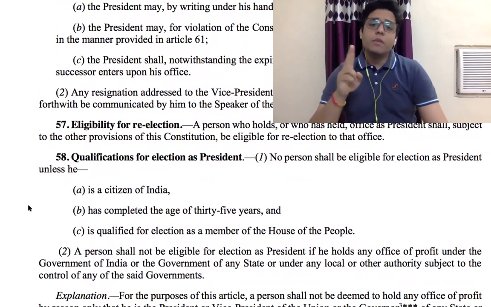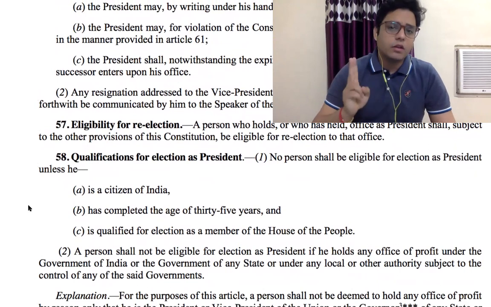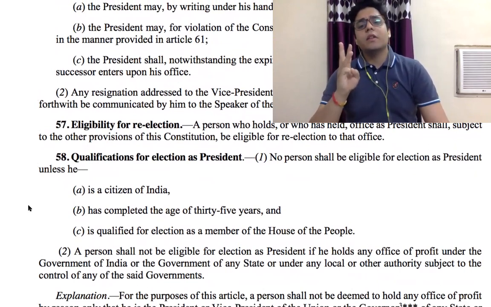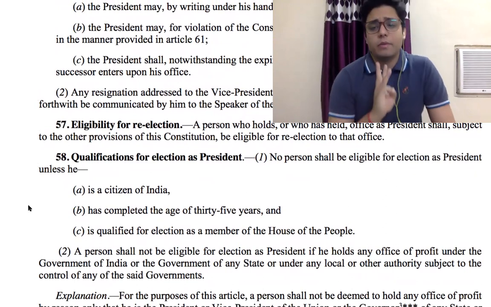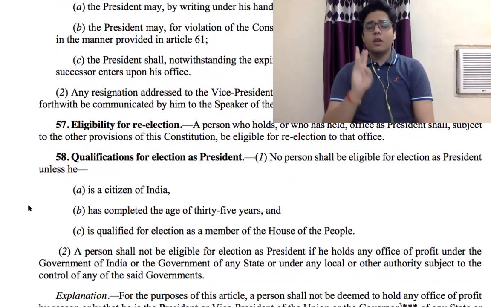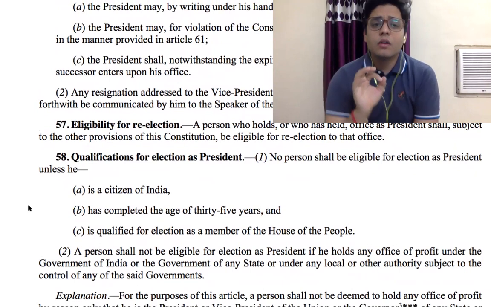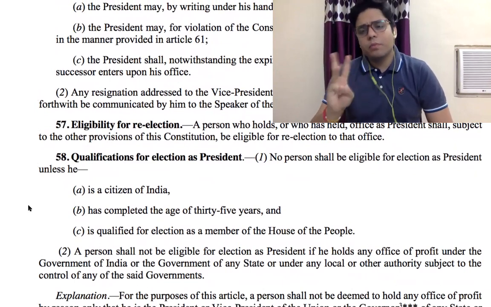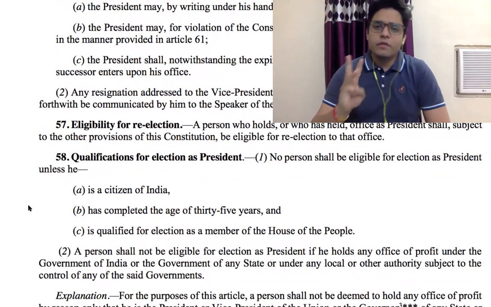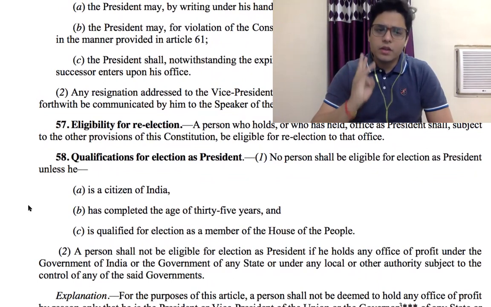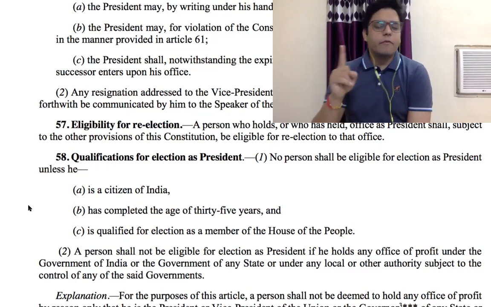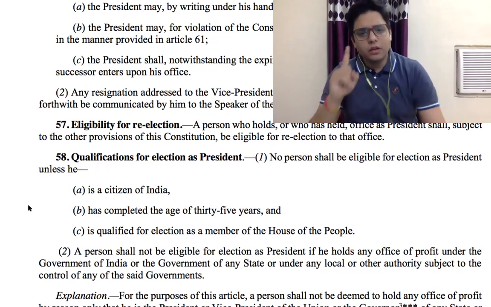Second, has completed the age of 35 years. Third, is qualified for election as a member of the House of the People. Very important to remember. So for becoming a president, there are three prerequisites. Only if a person satisfies these three requirements can he be considered for the post of president. The first requirement is he should be a citizen of India.